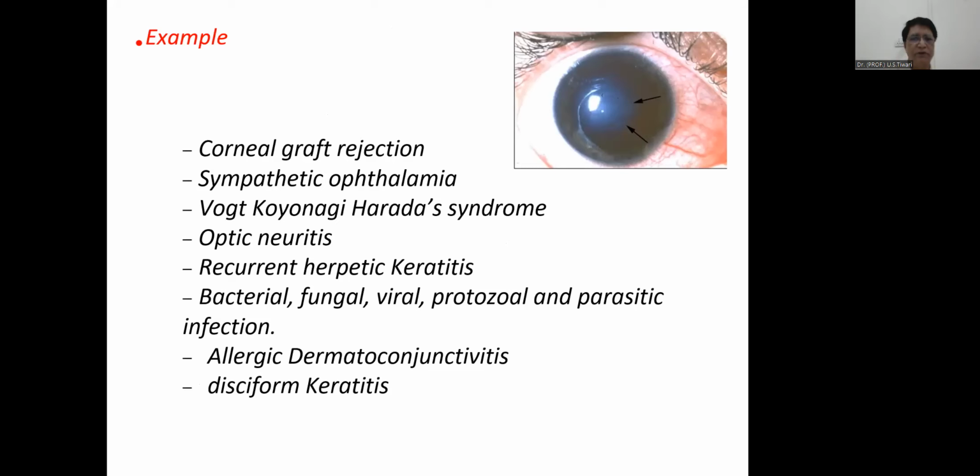Here are some of the examples of type 4 hypersensitivity reaction. There is corneal graft rejection, sympathetic ophthalmia, Vogt-Koyanagi-Harada syndrome, optic neuritis, recurrent herpetic keratitis, bacterial, fungal, viral, protozoal, and parasitic infections, allergic dermatoconjunctivitis, and disciform keratitis.